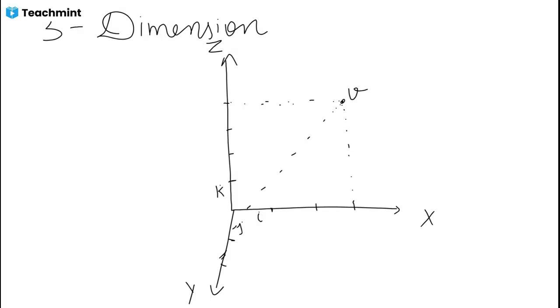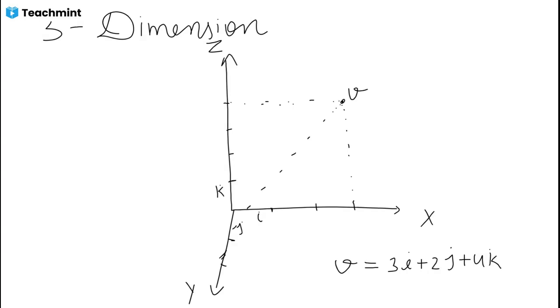So how can we represent this? By using unit vectors like 3i plus 2j, because on the y-axis we have only 2 units here, and plus 4k along the z-axis. Are you getting this point? Yeah. Very good. So in this way, we can represent a vector.